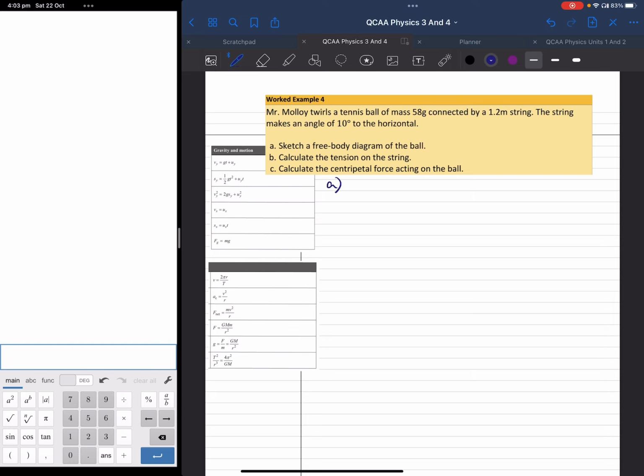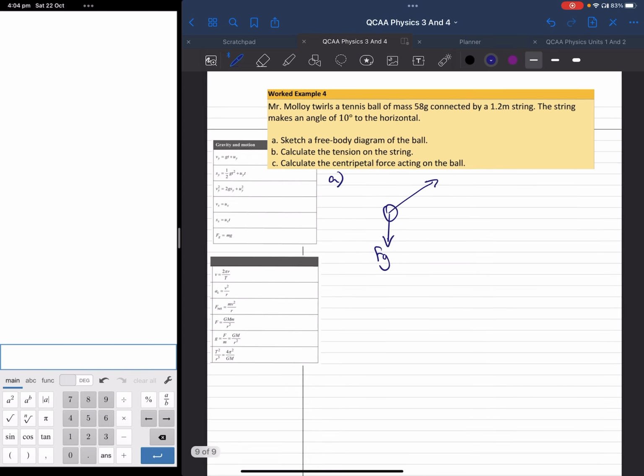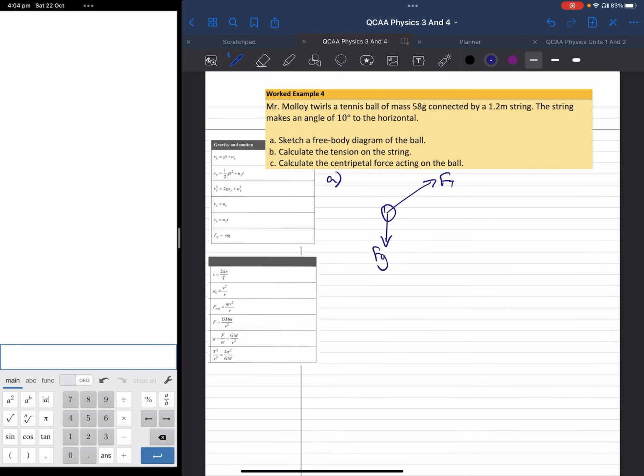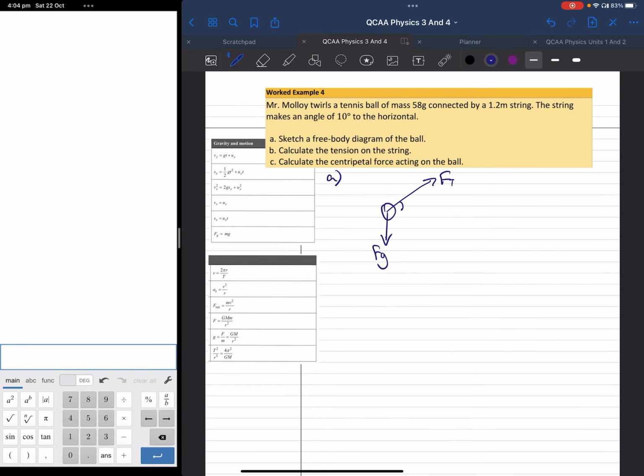Okay, so I'm twirling a tennis ball around my head. It's connected by a 1.2 meter long string, which makes an angle of 10 degrees to the horizontal. So I have my ball, and it's affected by gravity. So there's some force of gravity here. Pulling up on the ball is a force of tension in the string. Okay, and that's at an angle of 10 degrees to the horizontal.